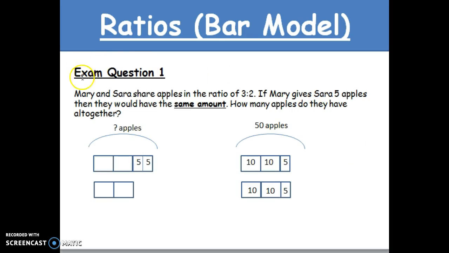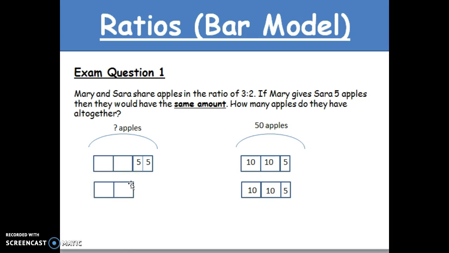Okay, here's another one. So Mary and Sarah share apples in a ratio of 3 to 2. If Mary gives Sarah 5 apples, then they would have the same amount. How many apples do they have all together? Okay, so let's focus on this one, 3 to 2. So you draw 1, 2, 3, 1, 2.